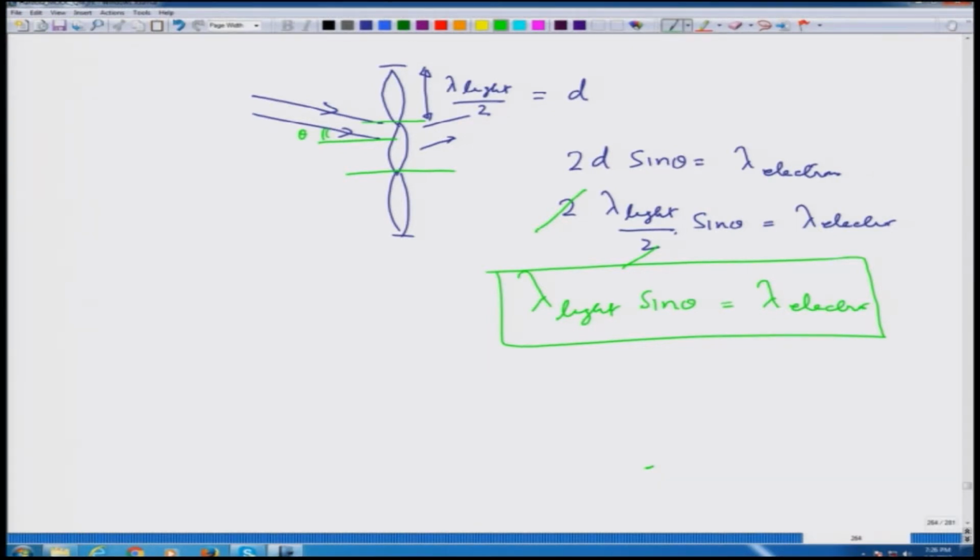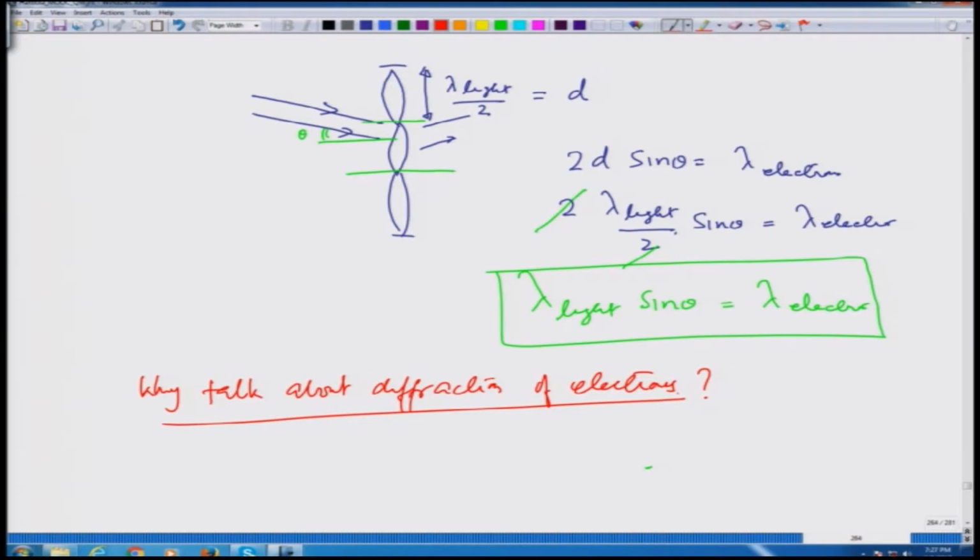Now, you must be wondering so far, how come I am talking about diffraction of electrons? This is because lambda electron, which is h over m electron times v, is much larger than for heavier particles. And the larger the wavelength, the easier it is to see the diffraction or interference, and therefore one works with electrons.